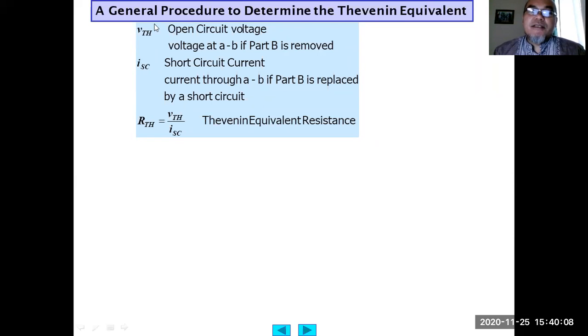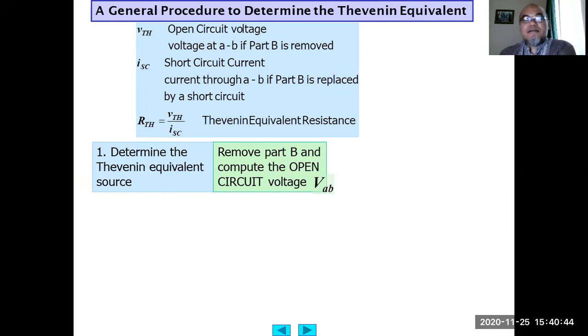So VTH, or open circuit voltage, is the voltage at the terminal AB when part B is removed. Secondly, we determine the short circuit current. That is when part B is replaced by a connecting wire, short circuiting it. So that current ISC is obtained, and then the Thevenin equivalent resistance can be calculated from the VTH, or the open circuit voltage, divided by that short circuit current.